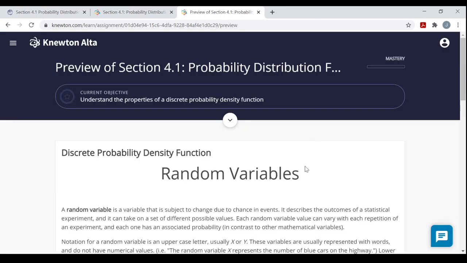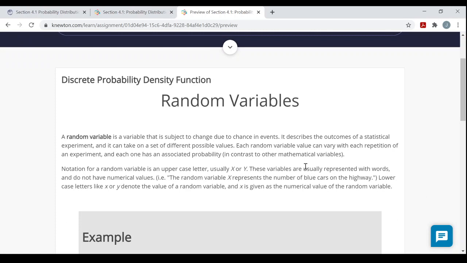Right. So we're introduced to things called random variables. Now you've heard of variables before. A random variable is a variable that is subject to change due to chance and events. It describes the outcomes of a statistical experiment, and it can take on a set of different possible values. Each random variable value can vary with each repetition of an experiment, and each one has an associated probability, in contrast to other mathematical variables.